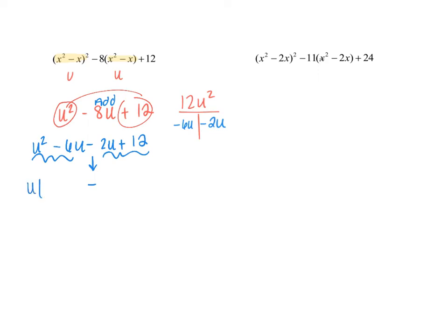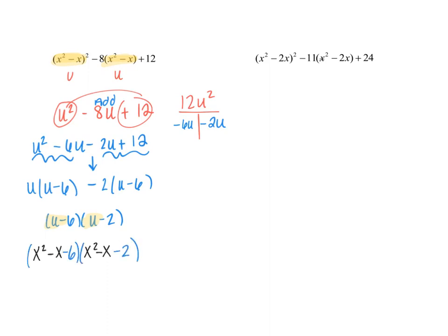GCF of the first two is u. I'm left with u minus 6. GCF of the second two is negative 2, and I'm left with u minus 6. U minus 6 is my GCF, and I'm left with u minus 2. So then, as we did before, we have to plug u back in. So if this is u, and this original value was u, we're going to just make it x squared minus x, x squared minus x, and then we're going to bring down everything else. So I'll bring down the minus 6 and the minus 2.